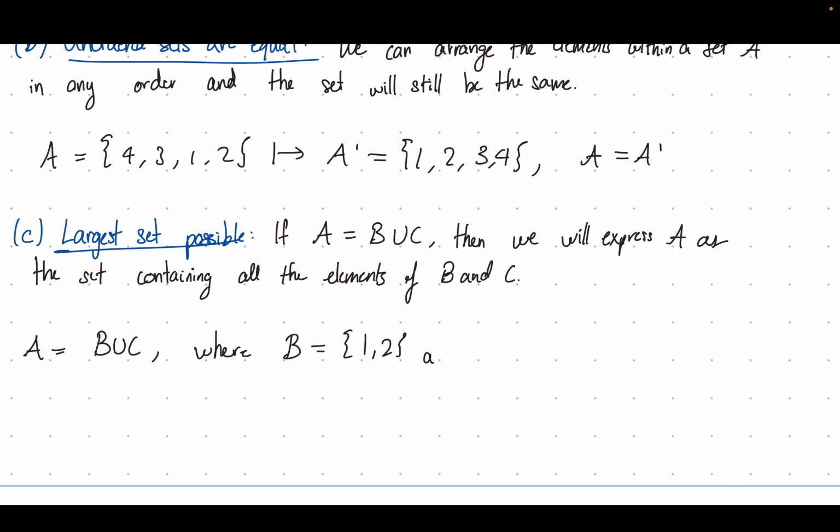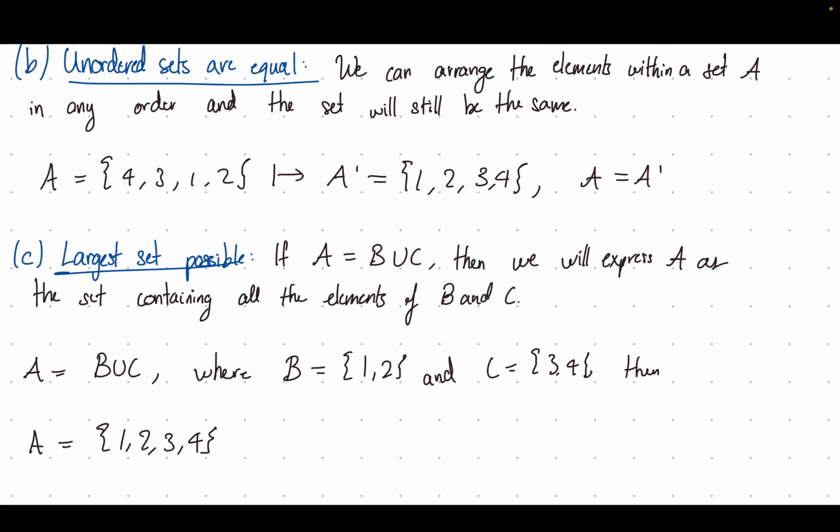And C is equal to {3, 4}, then A is just equal to {1, 2, 3, 4}. So we just kind of lump everything together and call it a day. Okay, let me start a new page.